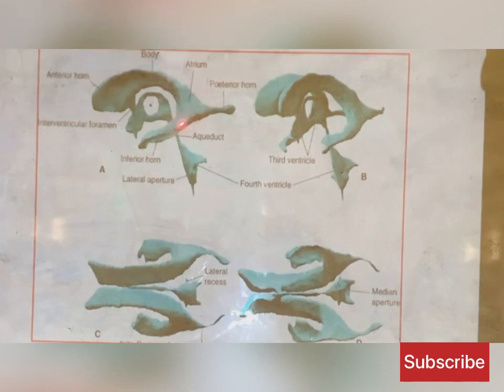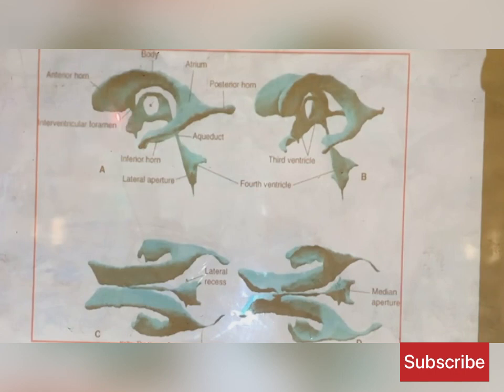ventricle also extends into the temporal lobe. That extension comes downward and forward into the temporal lobe. This extension of the lateral ventricle into the temporal lobe is what we call the inferior horn of the lateral ventricle. So that means we have how many horns?